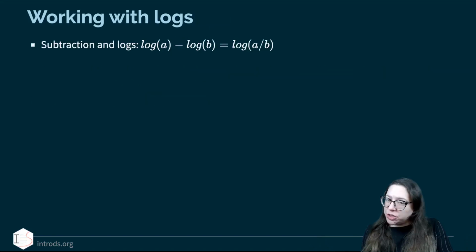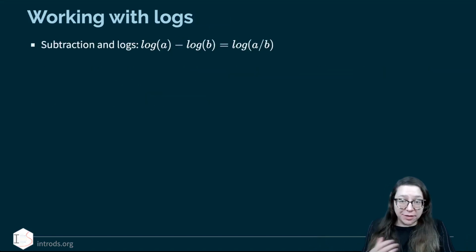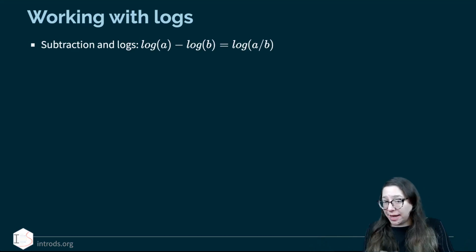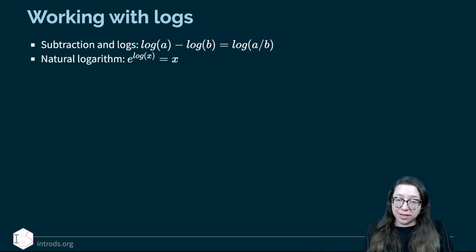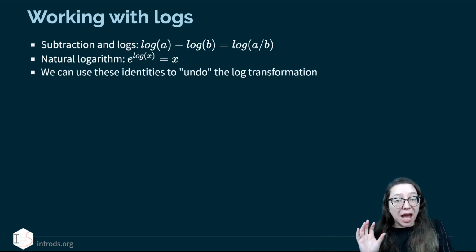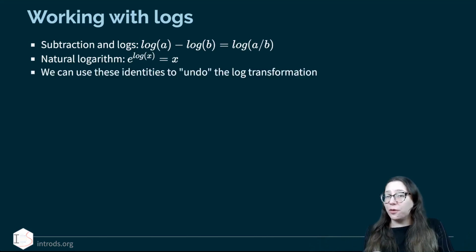So I want to remind you of two properties of logs. When we subtract, log A minus log B, that's basically equivalent to saying log of A over B. And then the other property is e to the log of x is basically x. It's kind of like they cancel each other out, right? So keeping these two in mind, we can undo the log transformation, if you will.